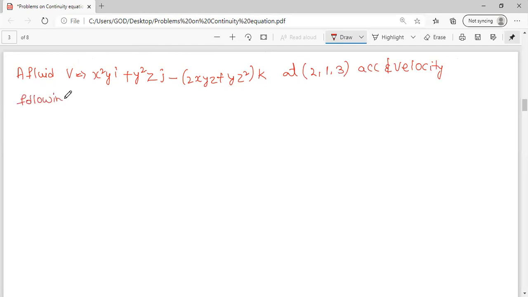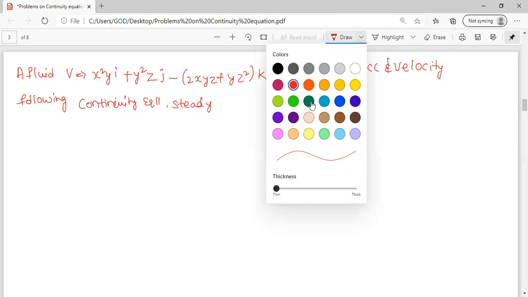Whether this flow follows continuity, that is another question. And it is also asking, is this flow steady or not? So basically, he is asking whether it is a steady continuous flow or not. We already know the equation for steady flow that we derived in the last class.